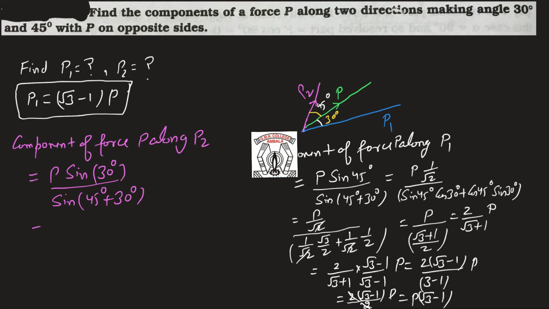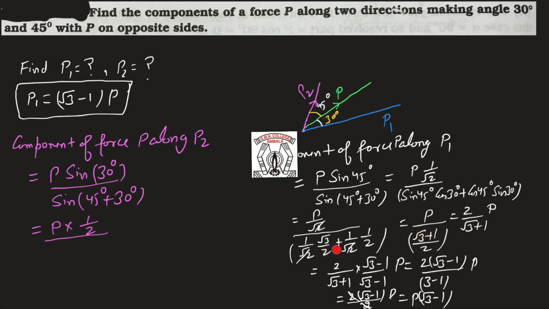Now once again, calculating the values by substituting the values of the sine terms. Sine 30 degrees is 1 by 2. Use the formula once again. So if you want to use it, this value will be this one.